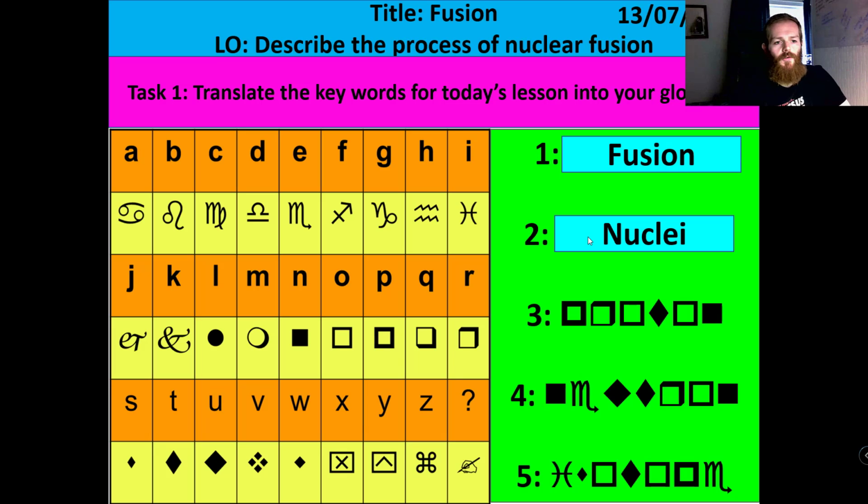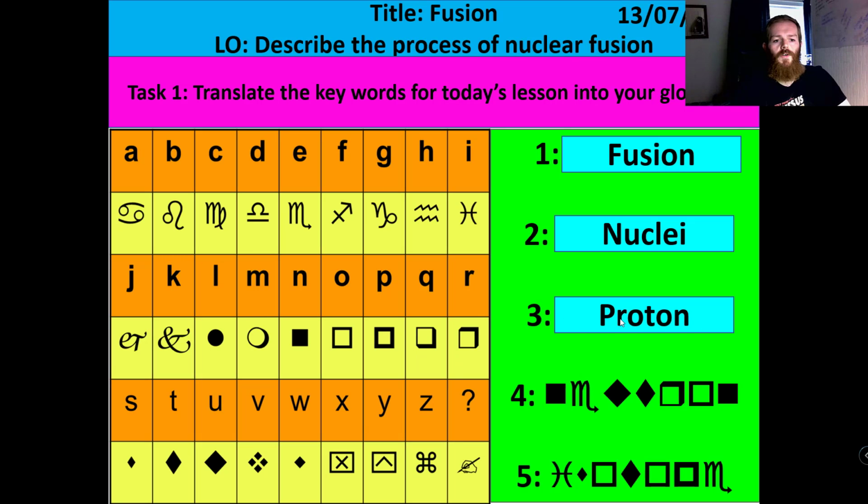Word number 2 here, you should have got nuclei. So nuclei meaning the very centre of an atom. That is the nucleus, but if we're talking about more than one, it's nuclei, the plural of nucleus. And obviously we're dealing with more than one for fusion. If we're joining two things together, there's always going to be more than one, so we're calling them nuclei in these lessons.